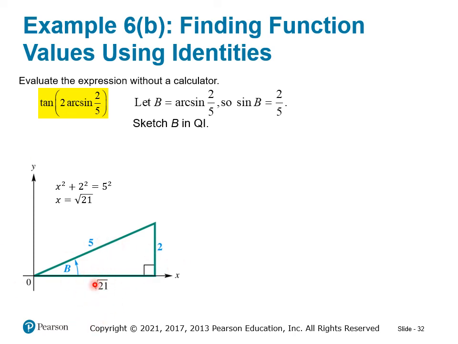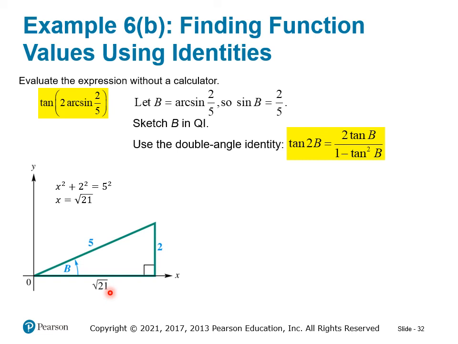Find out the other side. Again, a squared plus b squared equals c squared. We can then find the tangent of B, which is opposite over adjacent. Sorry, that's the identity. The tangent of B is the opposite over the adjacent, or 2 times the square root of 21 over 21 when we rationalize.